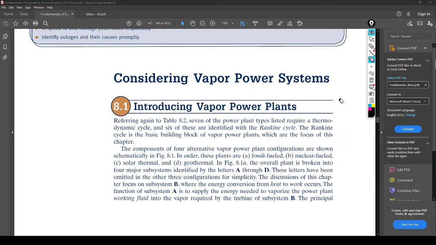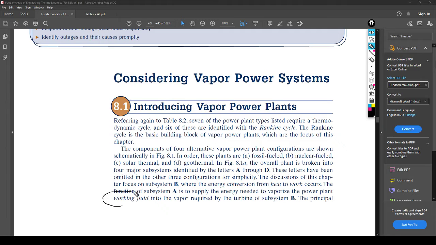And then it says, in Figure 8.1a, the overall plant is broken into 4 major subsystems identified with the letters A through D. These letters have been omitted in the other 3 configurations for simplicity. The discussions of this chapter focus on subsystem B, where the energy conversion from heat to work occurs. The function of subsystem A is to supply the energy needed to vaporize the power plant working fluid into vapor required by the turbine subsystem.